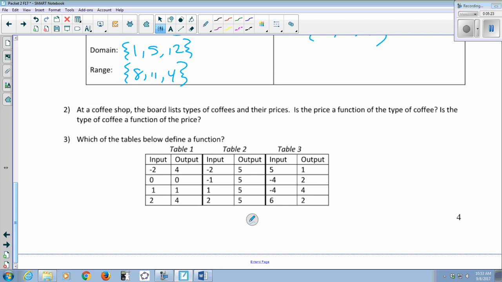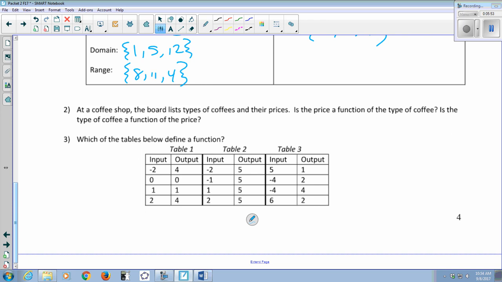So coffee would be input. The thing that you order is the input. Price is the output. For it to be a function, each possible coffee order can be paired with only one price. I would hope that's the case. I hope that when I go into my favorite coffee shop and I order a latte, the price is always the same, right? That the price is always $3, and not sometimes 5 and sometimes 3 and sometimes 7, right?